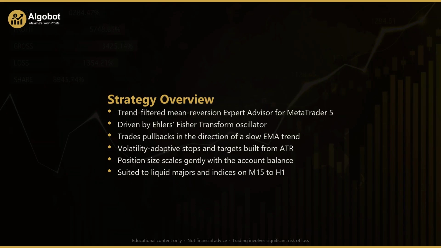That's the second key ingredient. A slow exponential moving average defines the market's regime. The expert advisor only buys a stretched low turn while that average is rising, and only sells a stretched high turn while it is falling. In other words, it turns a raw countertrend signal into a trend pullback entry, buying dips within an uptrend and selling bounces within a downtrend.